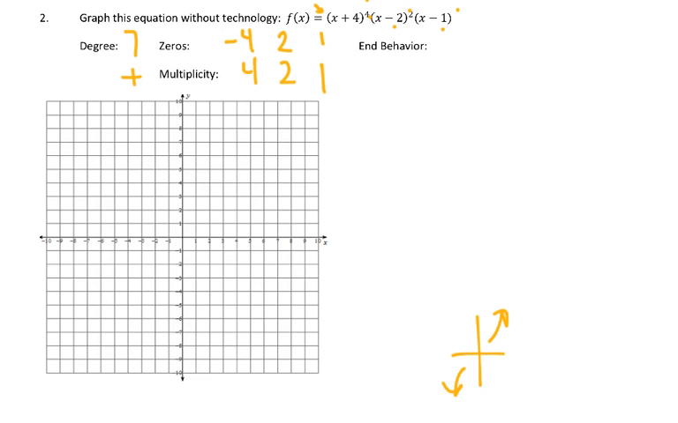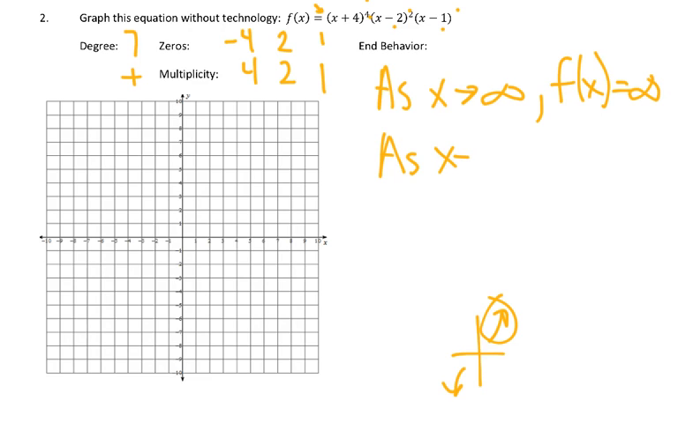So I would go, as x approaches the right, or positive infinity, f of x equals positive infinity. And as x approaches negative infinity, as it goes to the left, f of x approaches negative infinity as well, because it goes down. Alright, so now let's graph these. So negative 4, 2, and 1. Okay, 2 is even, so those are going to touch or bounce, and 1 is going to cross.